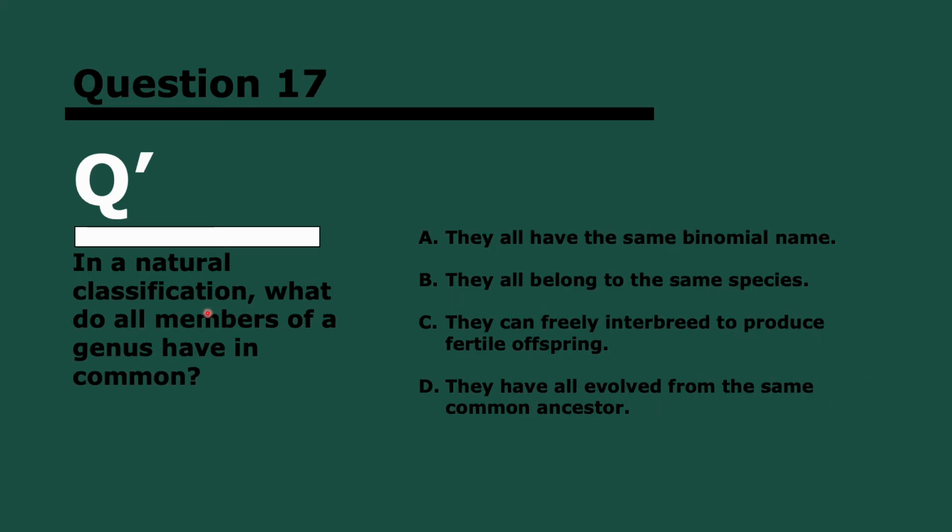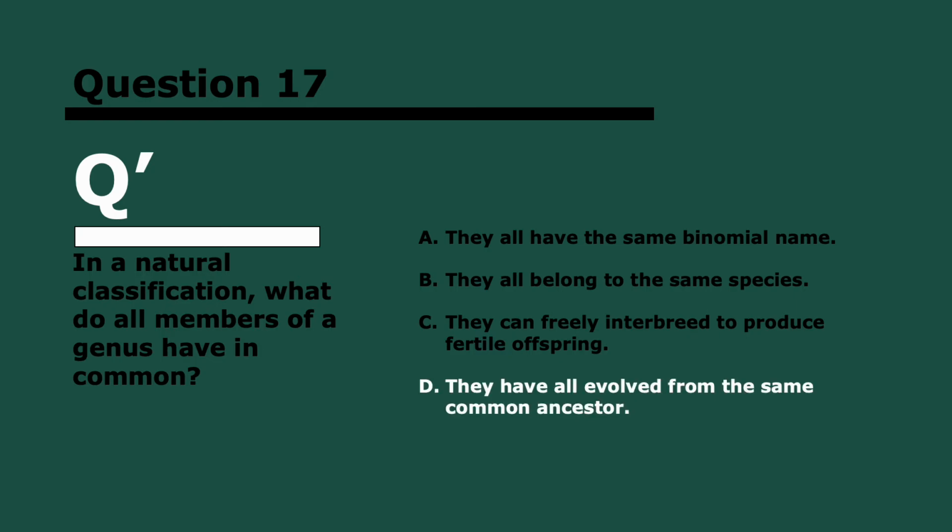So 17, in a natural classification, what do all members of a genus have in common? Again, 3, 2, and 1. D. Okay, A is false. They don't have the same name, right? By definition, there are different members in the genus that are different species, so they'll have different names. So they don't belong to the same species. B is also false. A genus has a lot of species in it, or at least 2.